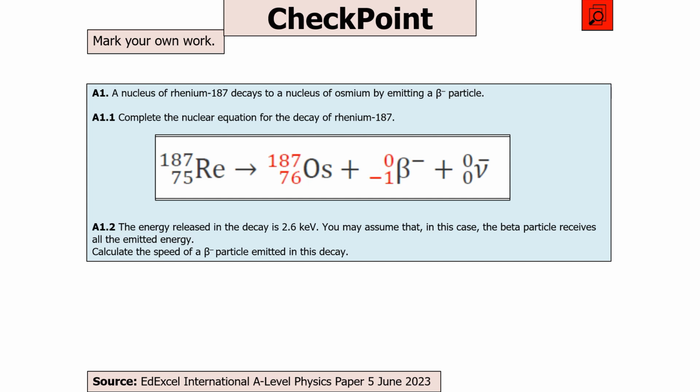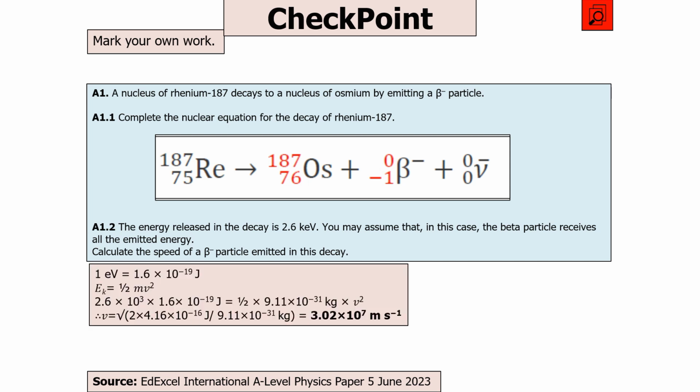So in this next question, you can convert your energy from keV into joules by using your conversion factor. We can then say that is the kinetic energy, which therefore equals a half mv squared. So we can work out v and we get our value to be 3.02 times 10 to the 7 meters per second. Once again, you're given the mass of the electron on the equation sheet.